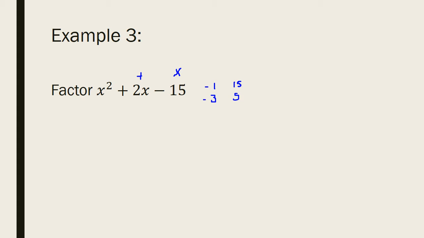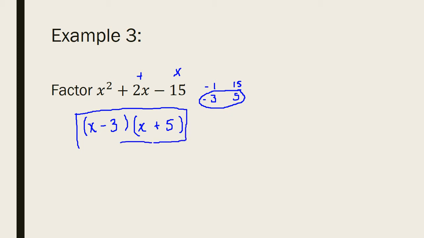And which one of these adds up to a positive 2? Right here, negative 3 and a positive 5. So do your two sets of parentheses. We see that we've got x squared there, so I make those an x. I've got a negative 3, so that's minus 3, and a positive 5, so plus 5. And there it is factored.